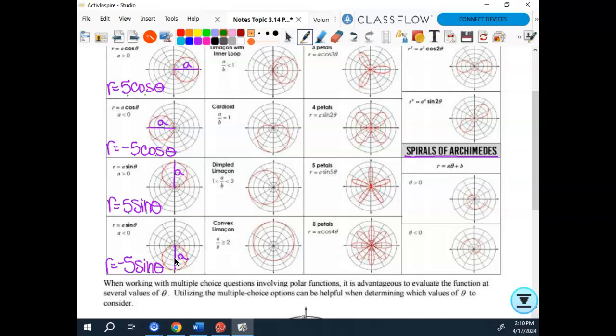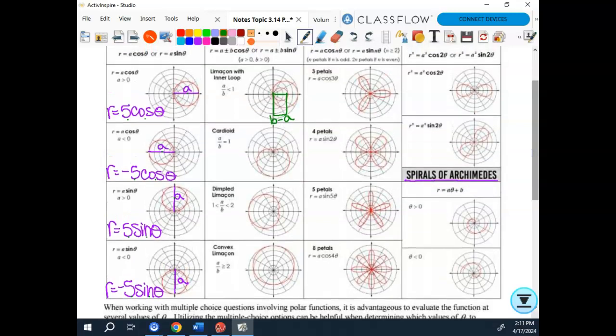So let's look at the limaçons. With the limaçons, we have some extra pieces here. So this is a limaçon with an inner loop. See how this has a little loopy thing in there? So this right here, to find that part and what that length is, this is b minus a. And this part, the big distance here, is b plus a.